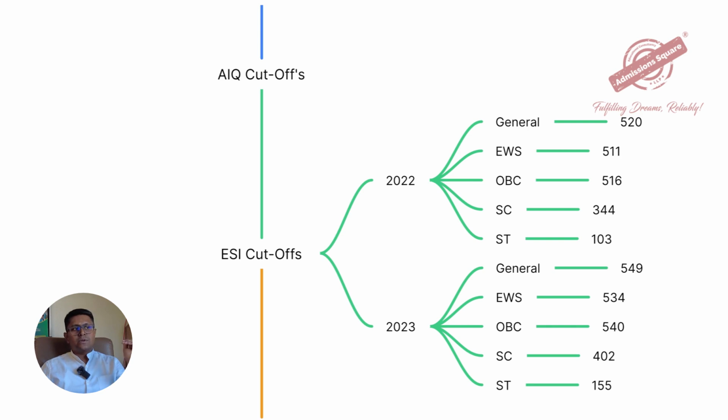SC in 2022 got a cutoff of 344, whereas in 2023 it got a cutoff of 402. ST got a cutoff of 103 in 2022, and ST in 2023 got a cutoff of 155 under ESI in the IP category, the insured person category.